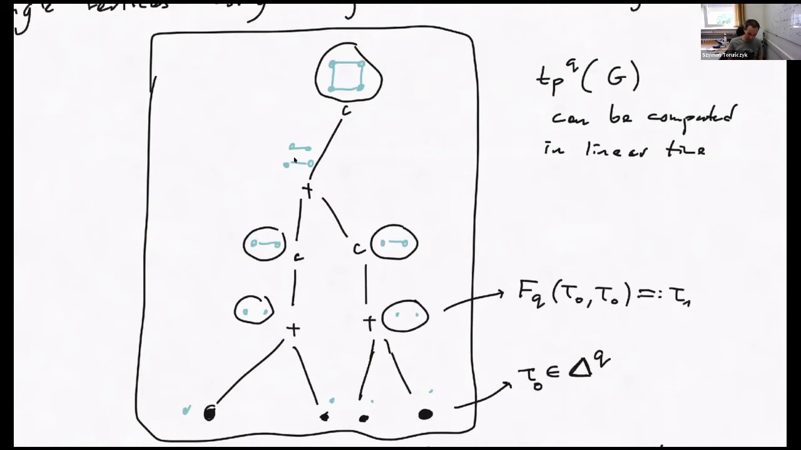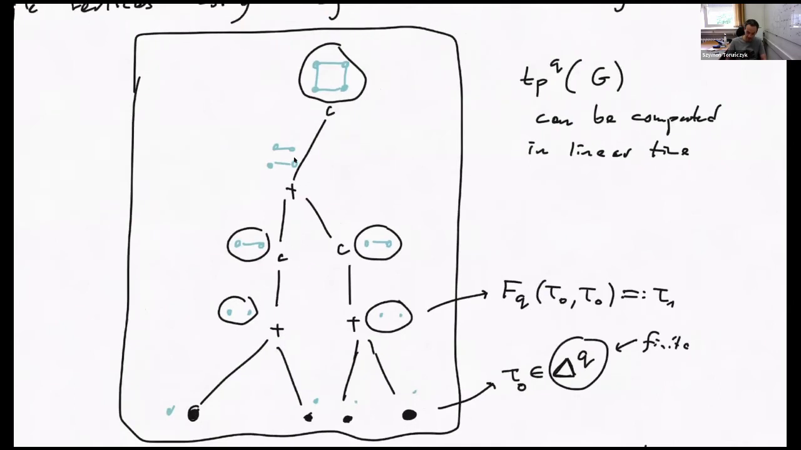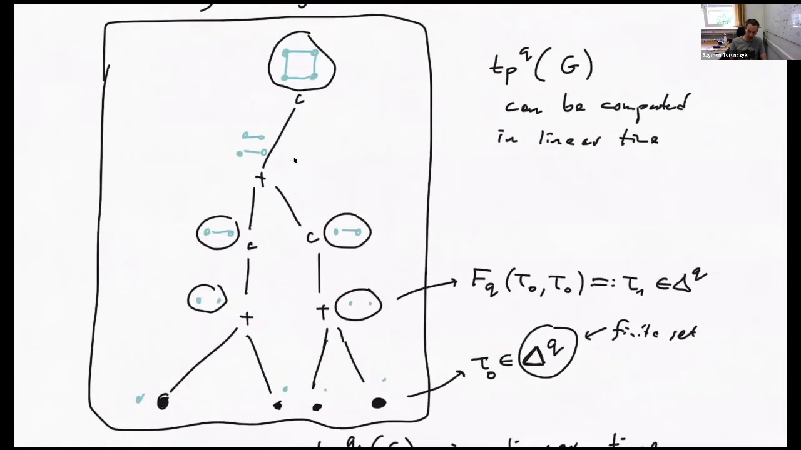But recall that this type tau zero is an element of a finite set. And this function is a function from a finite set times a finite set to a finite set. And this finite set is fixed. It only depends on the rank Q. So we can compute this type in constant time if we treat Q as a fixed number.